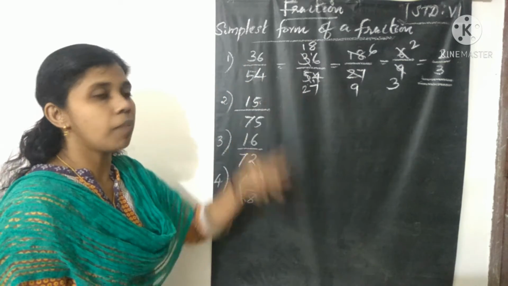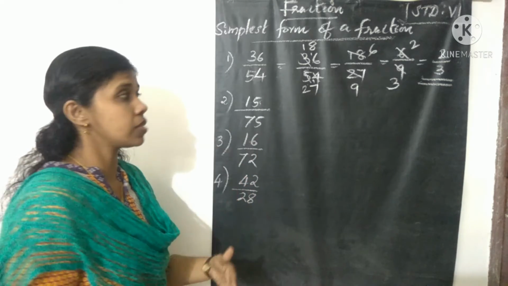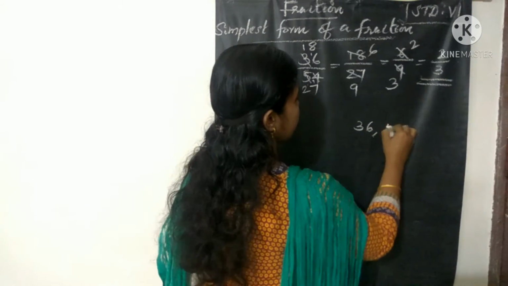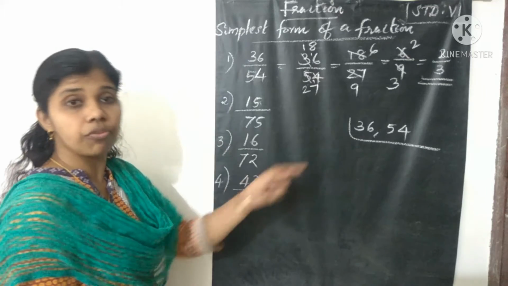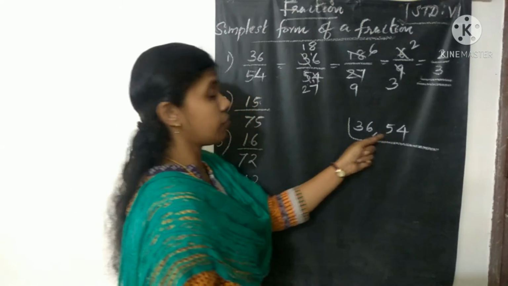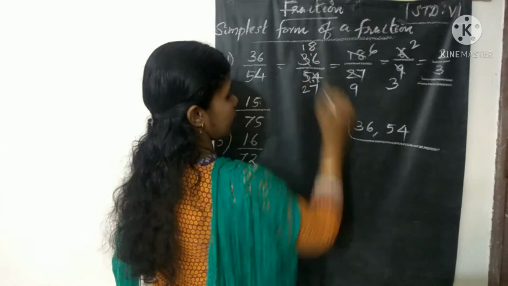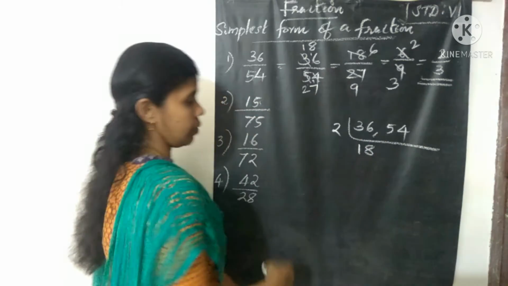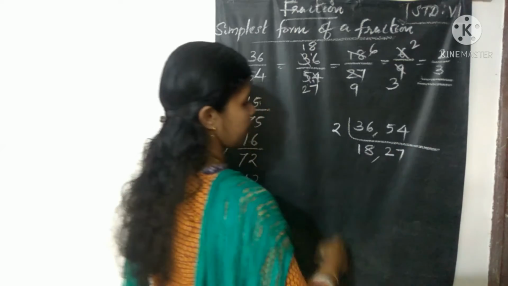Yes. 2 by 3. Another method for finding the simplest form. First we take the numerator and denominator. Okay. Then find the HCF of those two numbers. Here 36 and 54. Which is the common factor? First 2. Then what do we get? 2 8's are 16. Then 2 into 2, 4. 1 balance 7 times. Okay.